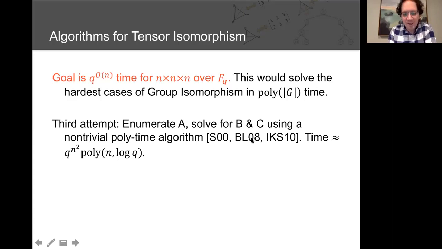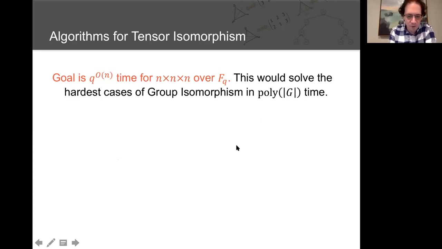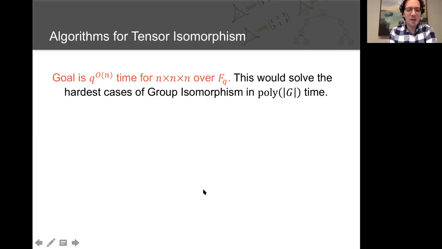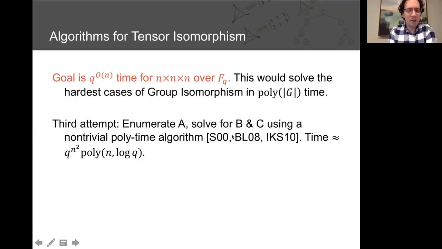And to see why this is so non-trivial, just look at this equation. If I fix t, a, and t prime, this is now quadratic equations in B and C. And general quadratic equations are NP complete. And so there's something special about the structure of these particular quadratic equations that makes it amenable to these very non-trivial algebraic algorithms.